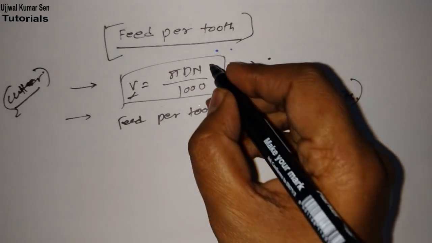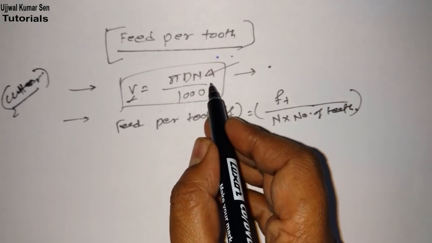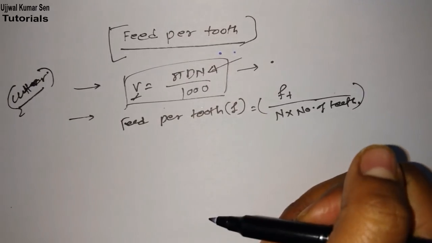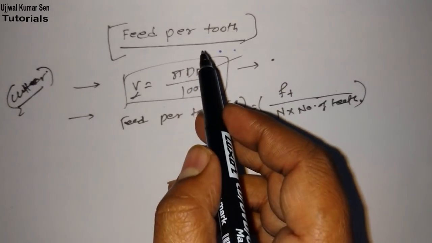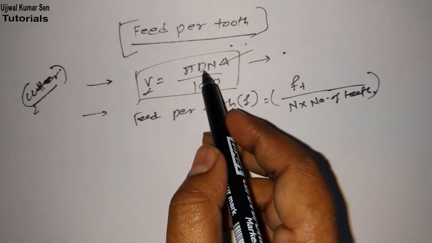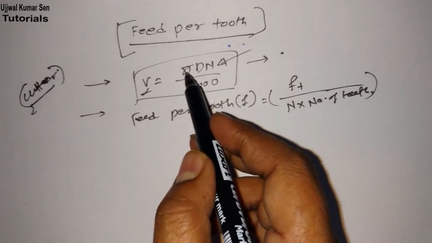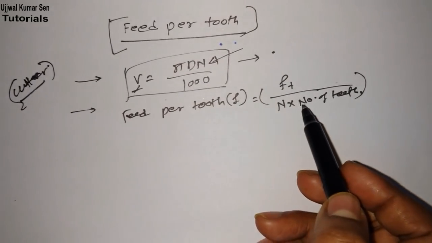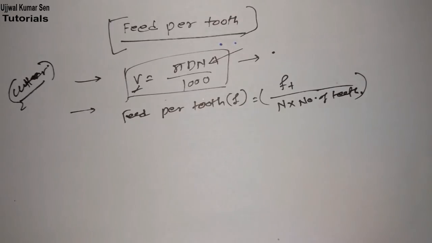Now, most important: why these two formulas? Because they relate to each other and tell you how to find feed per tooth. They give you velocity and diameter. You need to find n from this formula, and after finding n, you put that n here, then only can you get the right answer. So these two formulas are most important if the question asks for feed per tooth.